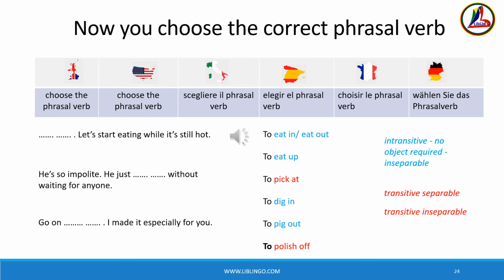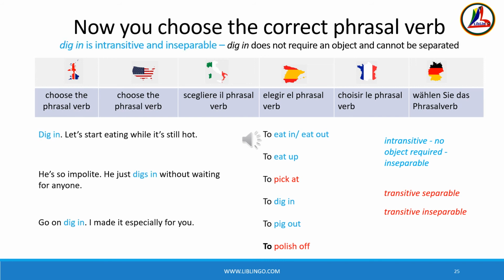Here's the next one. Choose the correct phrasal verb here. Let's start eating while it's still hot. He's so impolite, he just, without waiting for anyone. Go on. I made it especially for you.